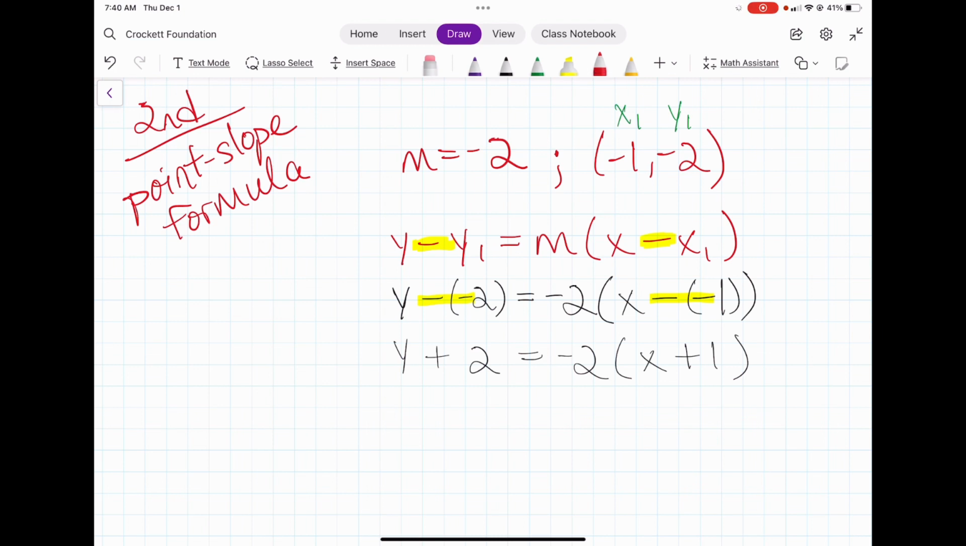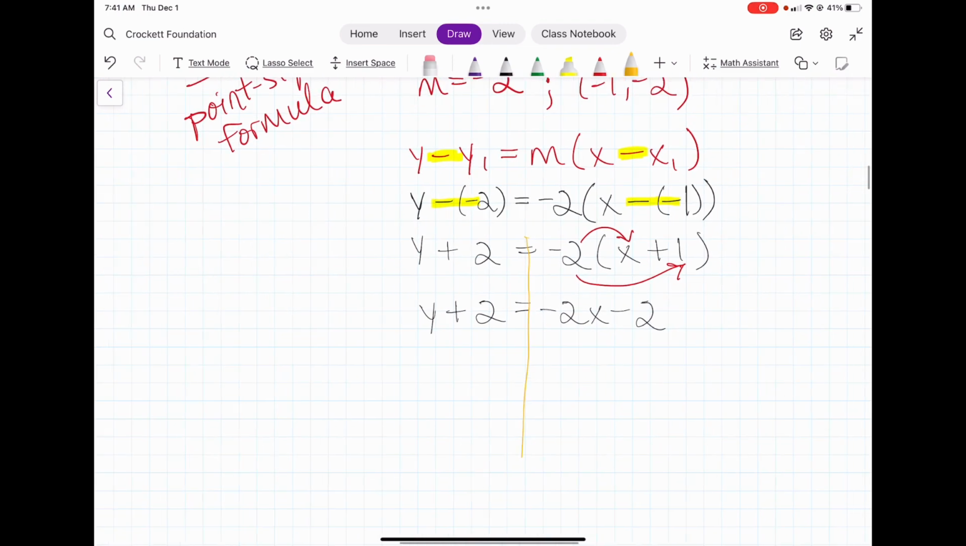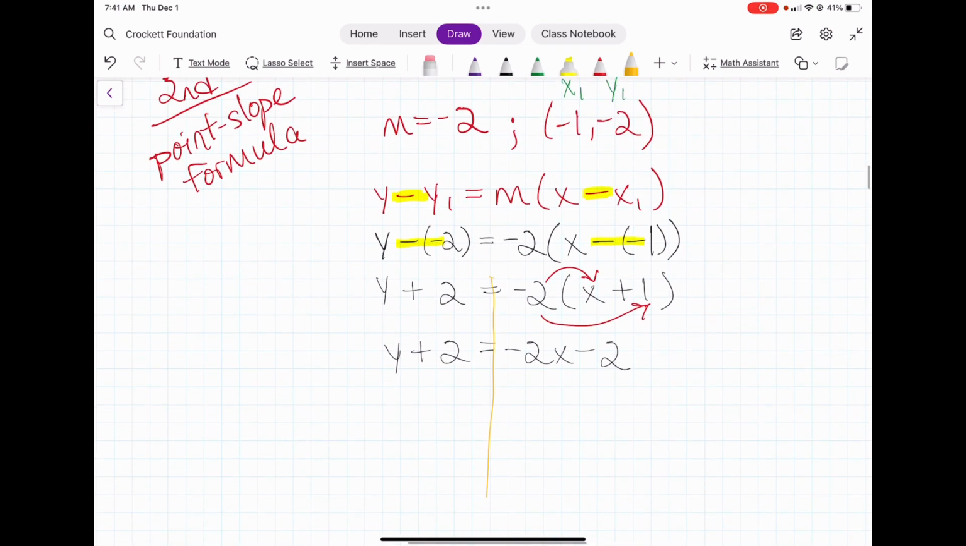And now I can distribute negative 2 times x, negative 2 times positive 1. That would become negative 2x. This would become negative 2. And on the left side, we would still have y plus 2. And let me go ahead and put my line down the middle, because that's something I do whenever we solve equations. It just helps emphasize the left and the right side.